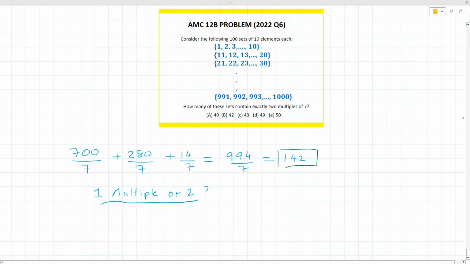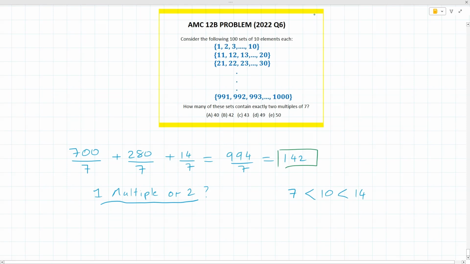The mathematical reason why we have 1 or 2 multiples of 7 contained in each set is that the number 10, which is the size of each set, is bigger than 7, but smaller than 14. So each time, you're either going to have 1 or 2, and that's pretty clear from the fact that 10 is contained between 7 and 14.